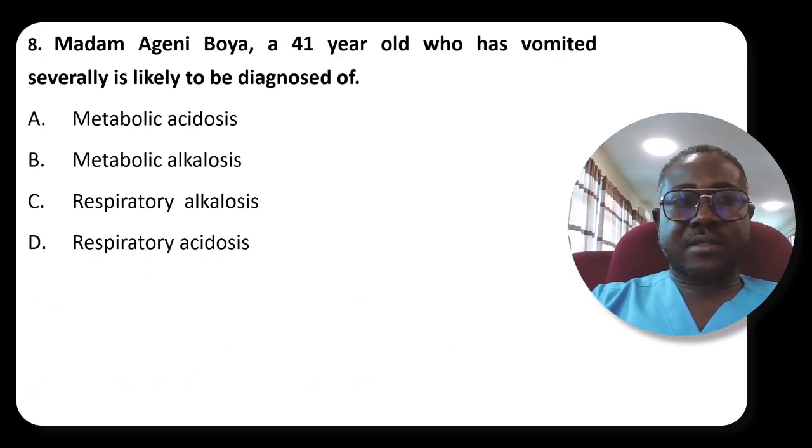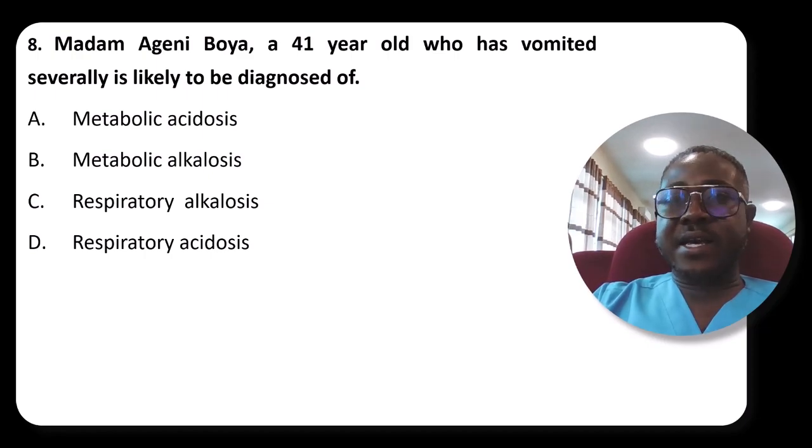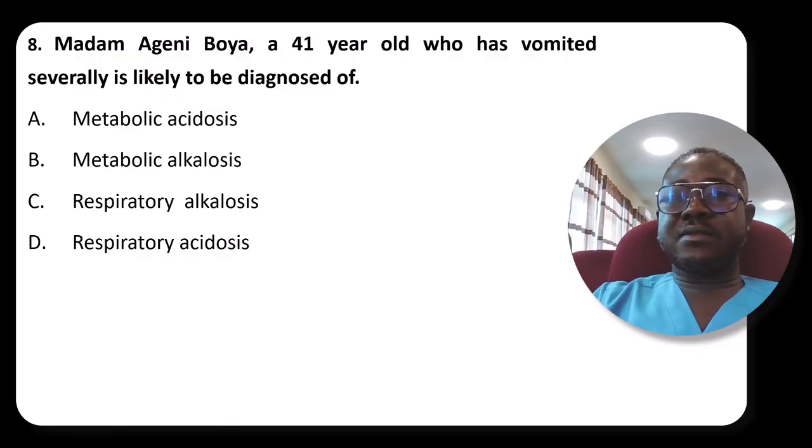All right, the next question. 8. Madam Ejeni Boya, a 41-year-old, has vomited severally, is likely to be diagnosed of A. Metabolic acidosis, B. Metabolic alkalosis, C. Respiratory alkalosis, and then D. Respiratory acidosis. So, what is your answer here? Is it A, B, C, or D? 5 seconds. 1, 2, 3, 4, and 5.